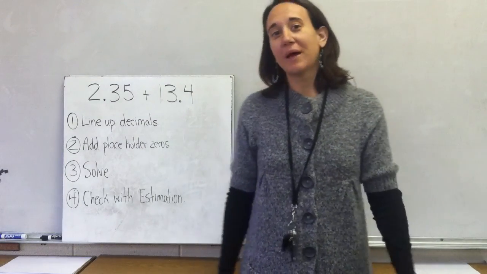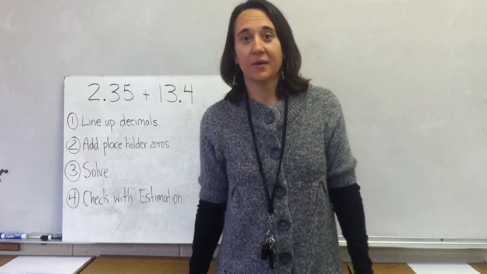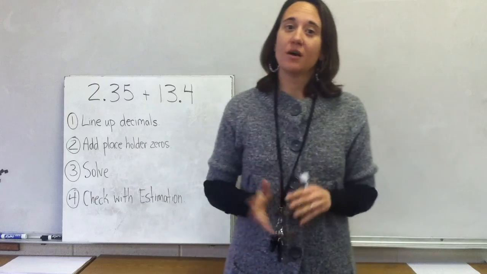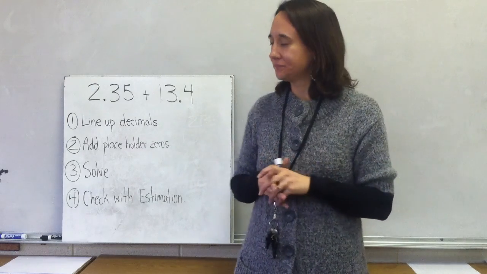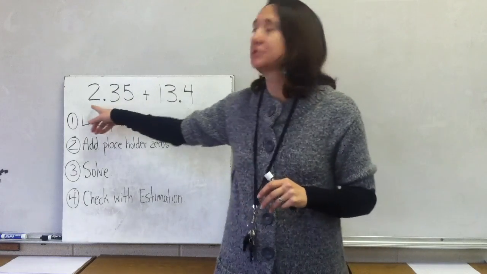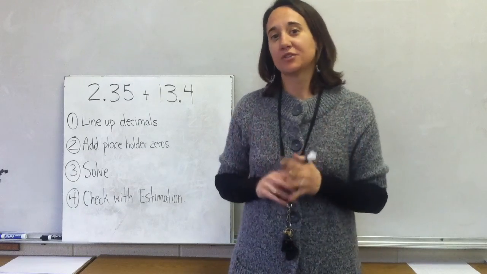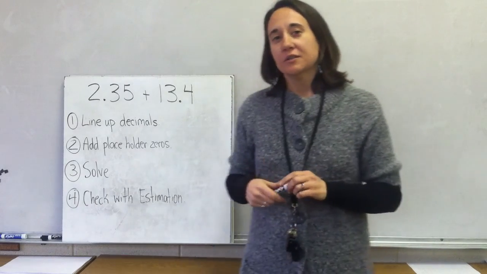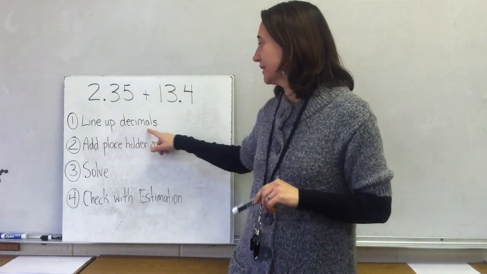So today we're going to talk about adding and subtracting numbers with decimals in them. Now you guys have been working on adding and subtracting multi-digit numbers for a while now, but adding numbers that have multiple digits in them that have decimals is the same idea. It's just one extra step that you have to do. So what you have to do is you have to first line up your decimals.